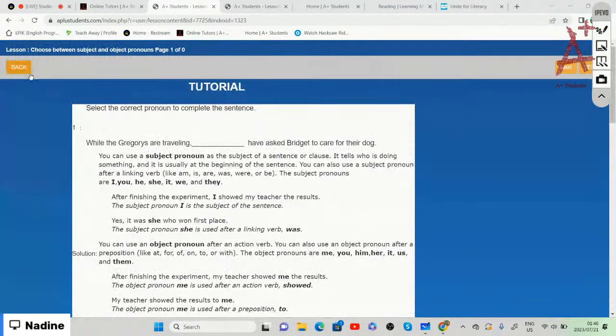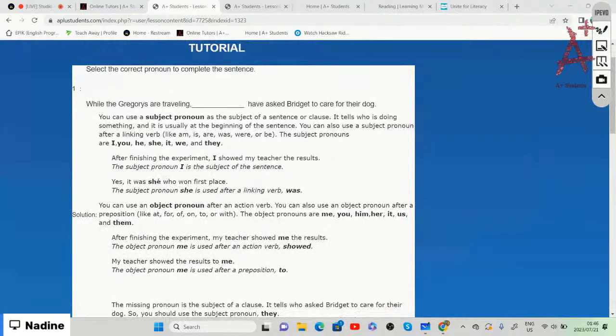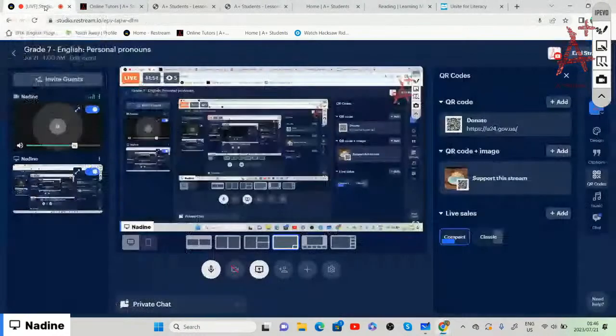All right, so that is us choosing between a subject and an object pronoun. The subject pronoun can be used within a sentence or a clause, and it tells us who is doing something, and we usually find it at the beginning of a sentence. And then we have object pronouns, which come after an action verb, and can also come after a preposition. All right, so grade sevens, that is the end of our lesson on pronouns.